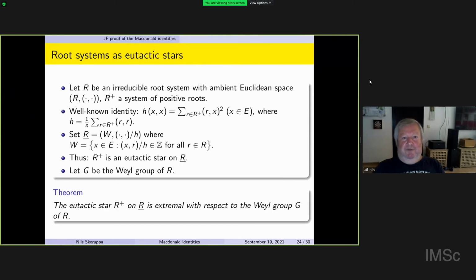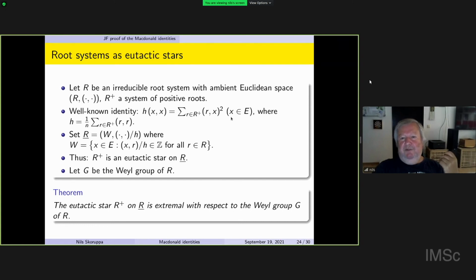So let's look at root systems and eutactic stars. If we have an irreducible root system, in an ambient Euclidean space, which we call R, with a scalar product on it, we choose a system of positive roots R plus. Then we know that there is an identity, which holds for any irreducible root system, that I put here: the bilinear form (x,x) is equal to the sum of (r,x) squared, where r runs through the positive roots that we have.